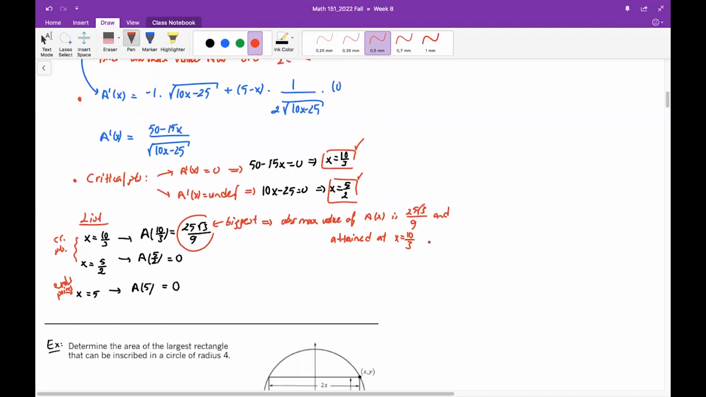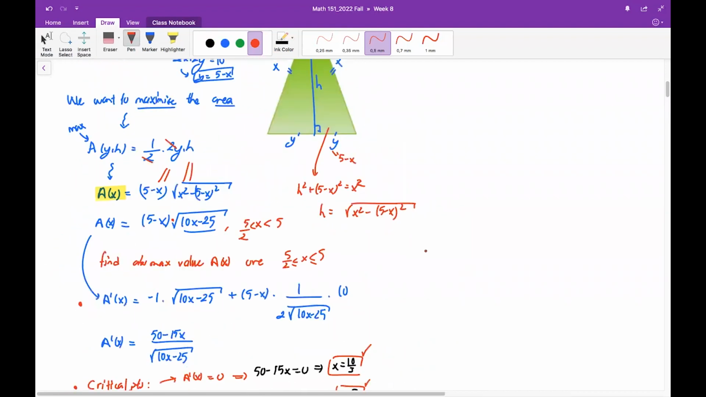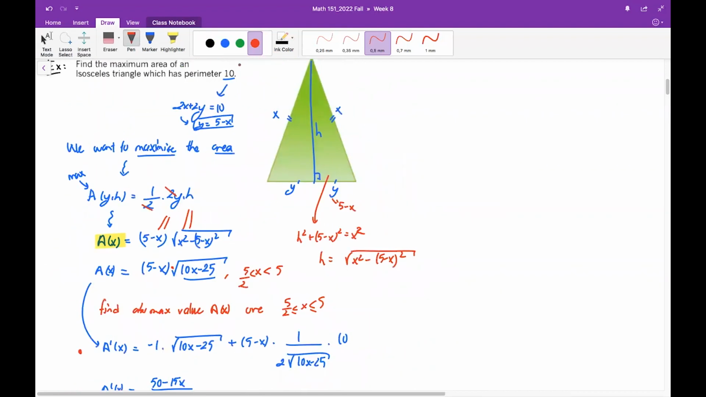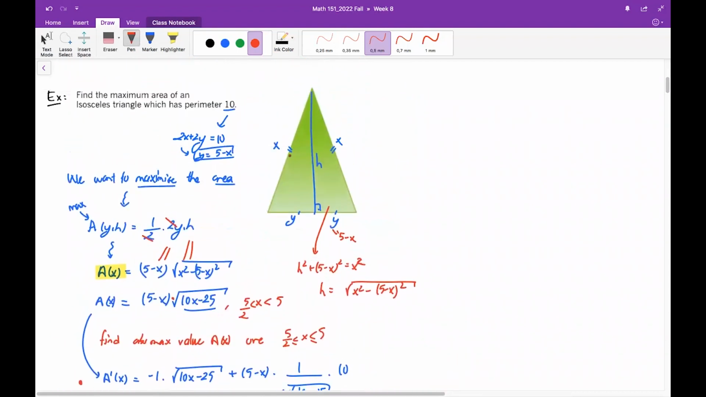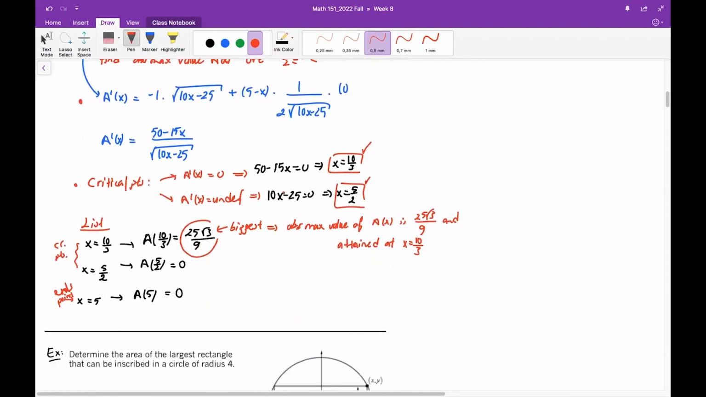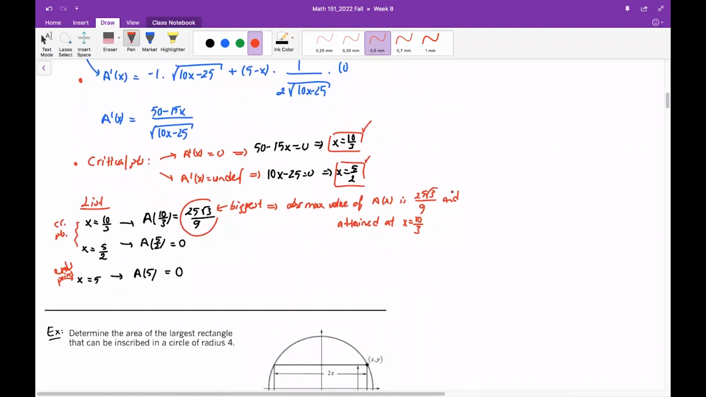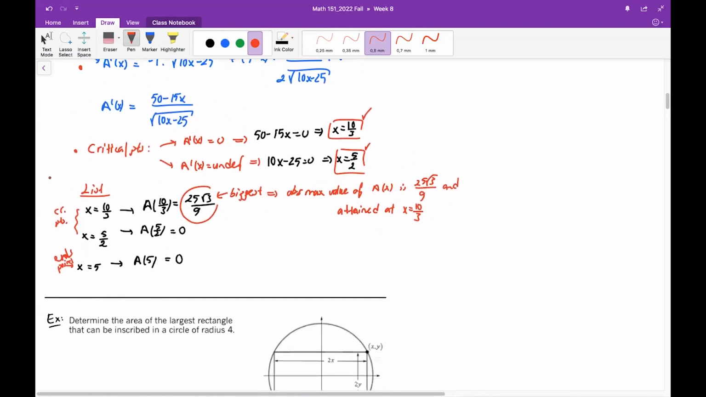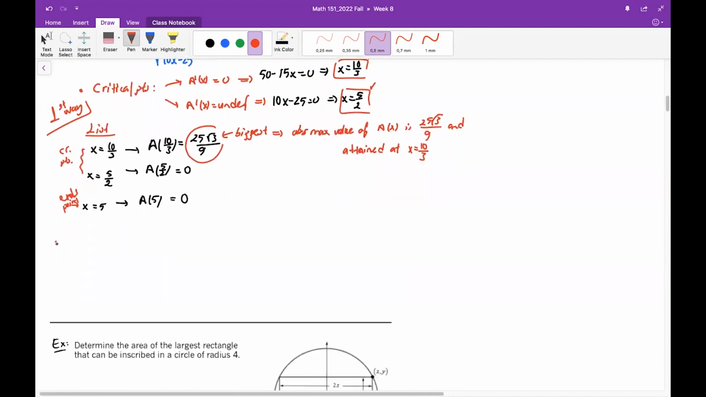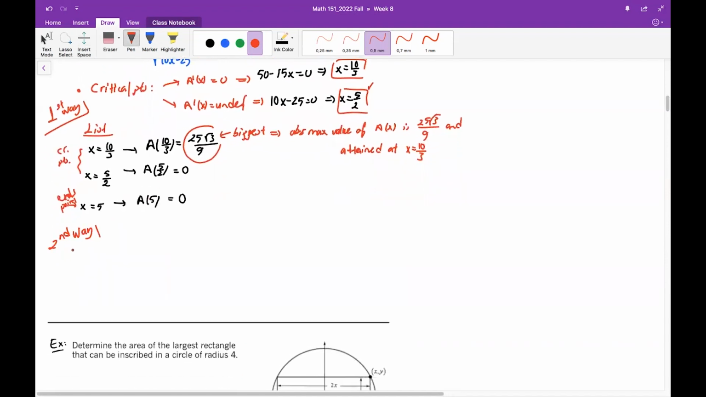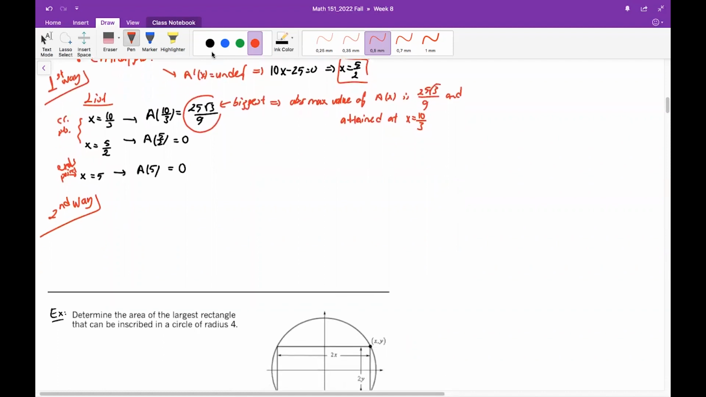So if you want to maximize the area of an isosceles triangle which has this fixed perimeter, when you choose x equals 10/3, the area becomes the largest, and the value of the area is this number, okay? So in fact, this part is the first way of proving that the largest value of the area is attained. There is also a second way that you may prefer, which we call the first derivative test.